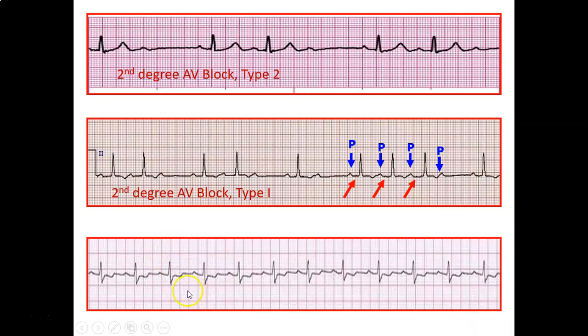And look at the bottom. This is regular and all the P's are conducted, and the PR interval remains the same, but it's prolonged more than one big box. So this is obviously your first degree AV block.